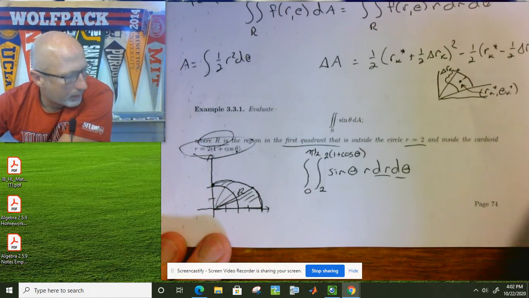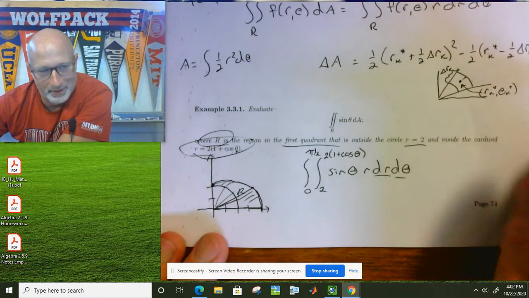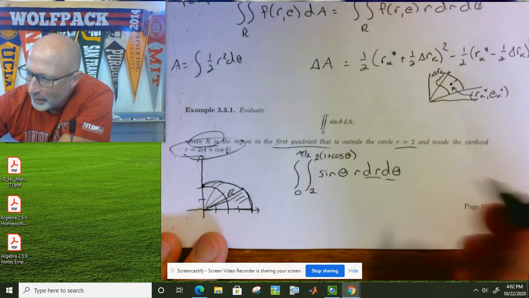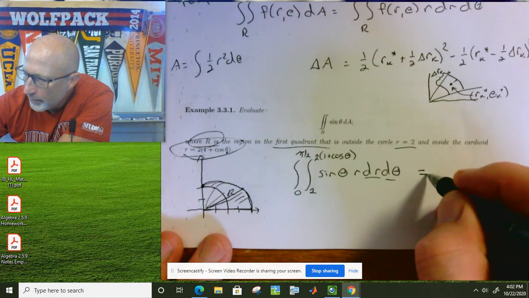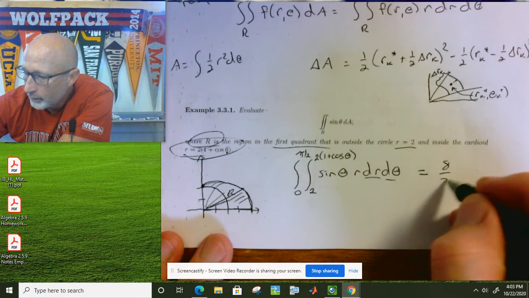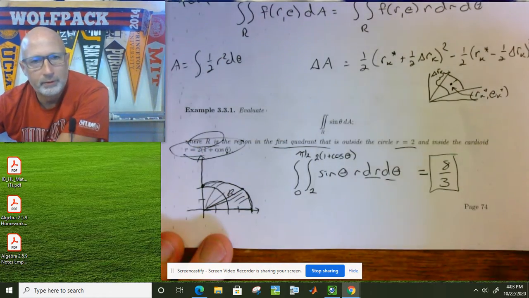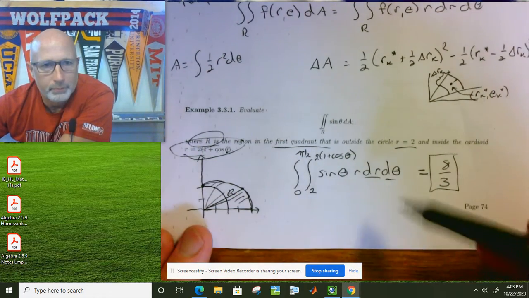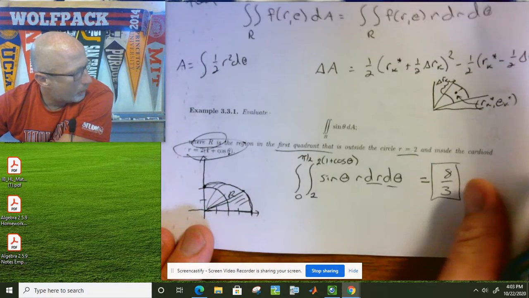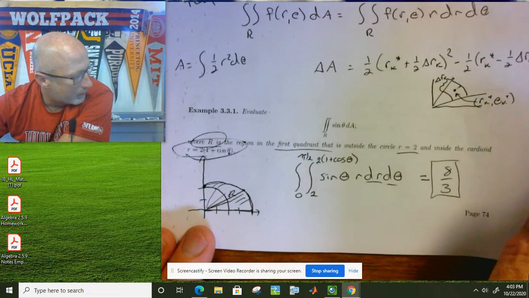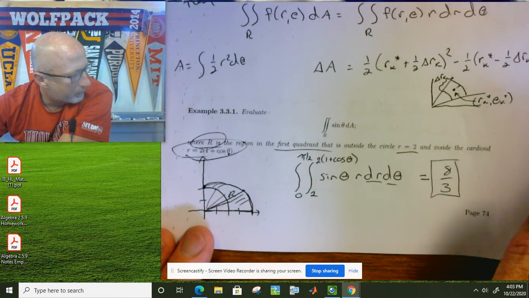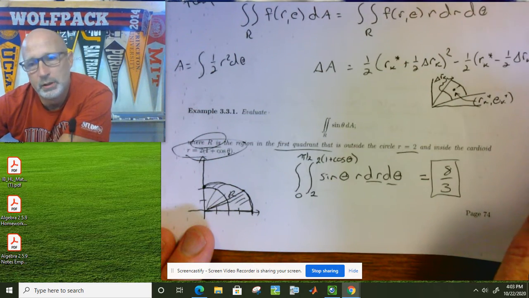Okay. Now, like I said, I'm going to let you evaluate this. But it turns out that when you do this, it's going to give you a value of 8/3. You have to go back to your Calc BC days to figure out that one. I will tell you it involves a couple of things here, but most importantly, it's just going to be u substitution.